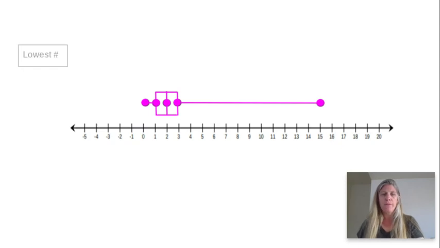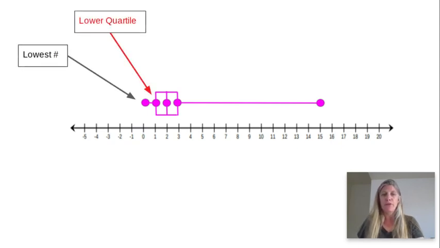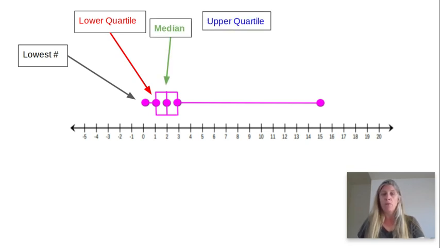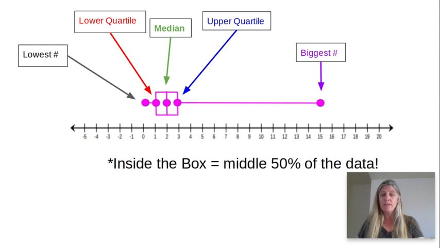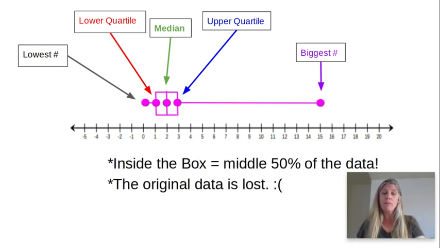So just to review, our lowest number is our first dot, our lower quartile is our second, our median is our middle, and our upper quartile is our third dot. Our biggest number is the one furthest to the right. Inside the box is that middle 50% of the data. And the only problem with a box and whisker plot is our original data is lost. We don't know how many we had of each set of data.